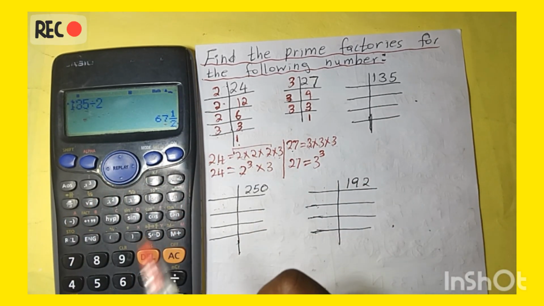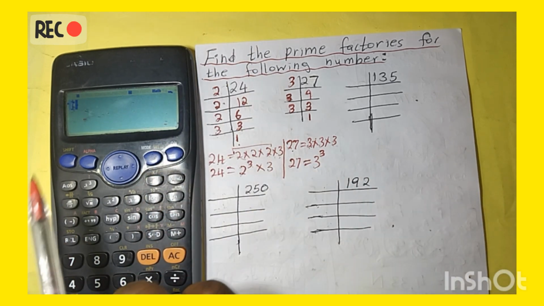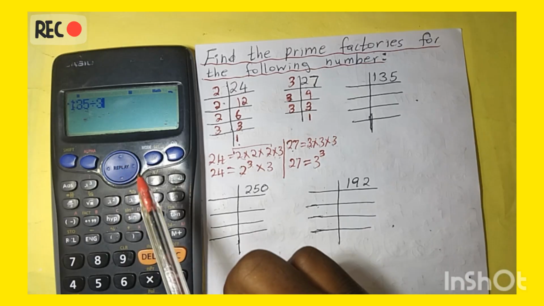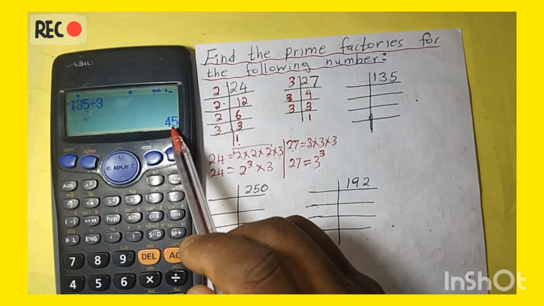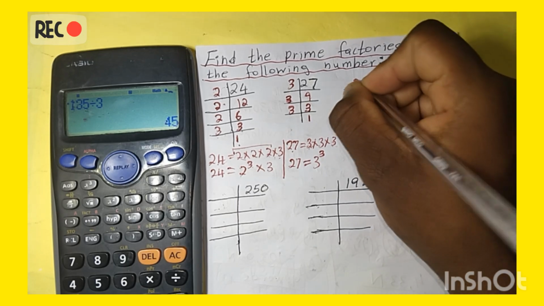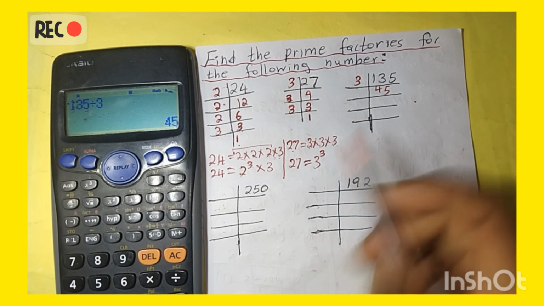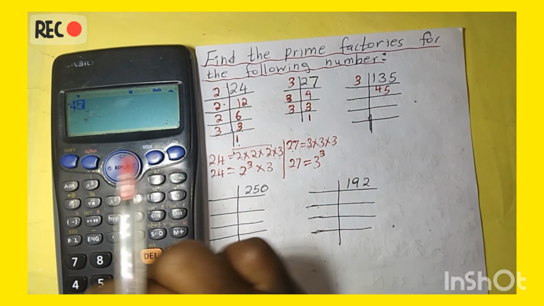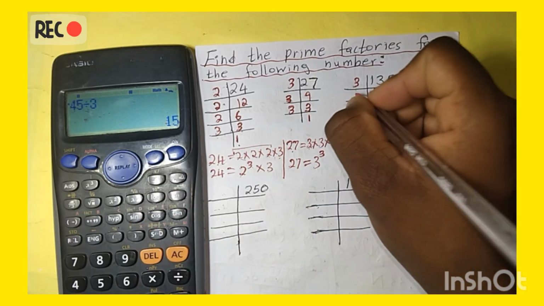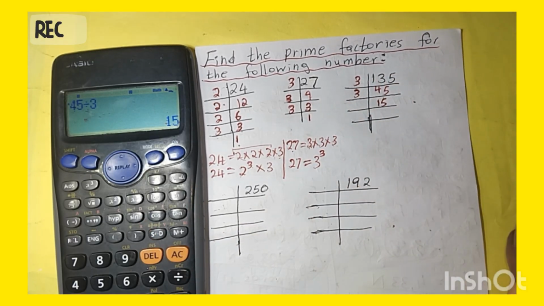135 divided by 2. It means that we cannot divide it by 2. Let's try another number. 135 divided by 3. So here I will get 45. If I divide by 3, I'll get 45. And now, guys, I don't go back. I continue with that 3. I'll say 45 divided by 3. If I divide by 3, I'll get 15. So I'll still continue with that 3.